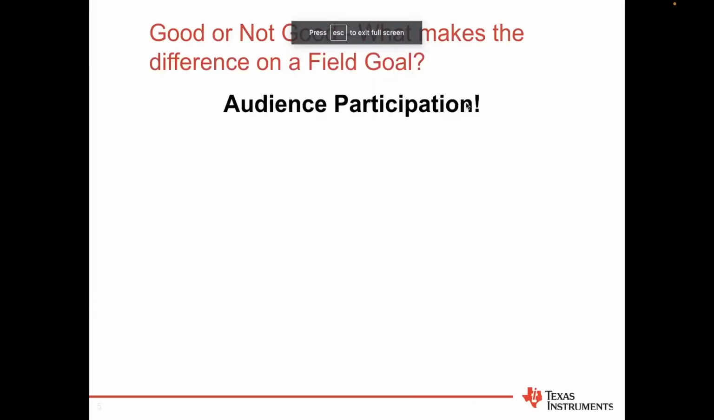All right. So we would love to hear from you over in the chat window. What makes the difference of whether or not someone is going to make a field goal? What are some things based off that phenomenon that we would like to explore as we're going through that 5E model? So go ahead and put some thoughts into the side window over there.